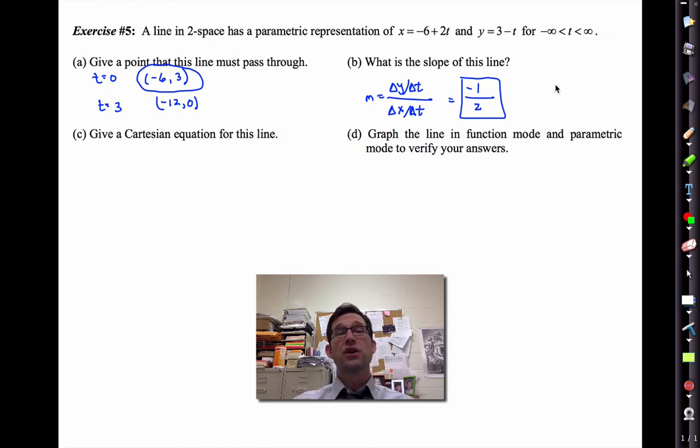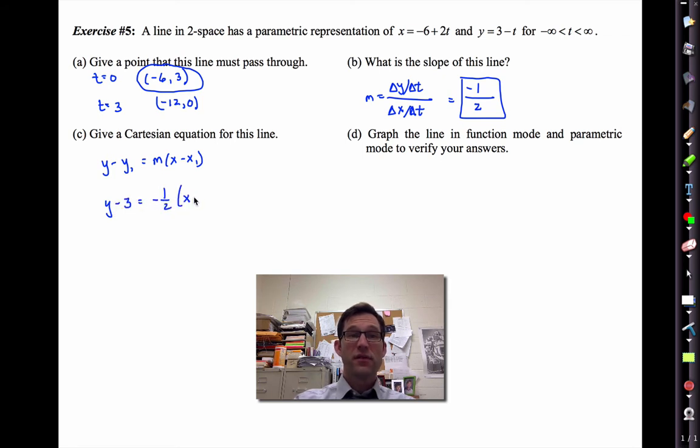Finally, giving a Cartesian equation for this line is a piece of cake. There's many different things we could do. If we use point-slope form of the line, y minus y1 equals m times x minus x1, it's easy to grab either one of these 2 points. Let me grab the first one and do y minus 3 equals negative 1/2 times x plus 6. All right, that's it.